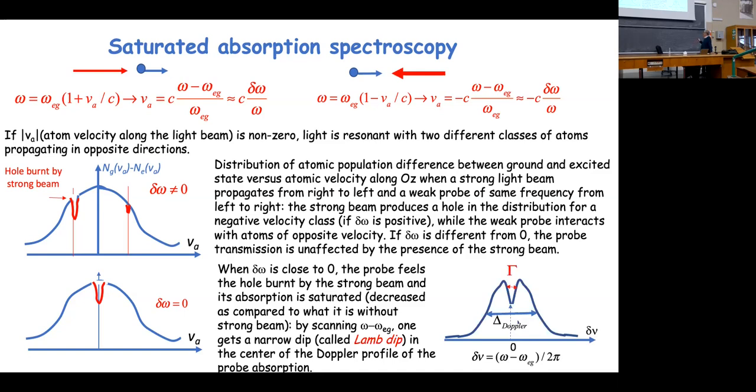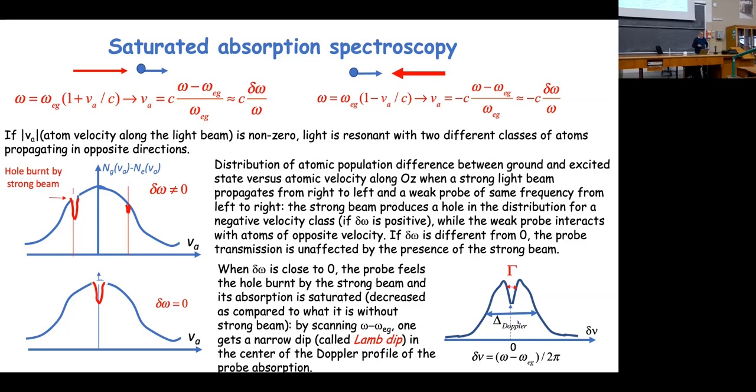It means that if you tune the frequency of the laser, at the center, when delta omega is equal to 0, you get a dip in the absorption profile. And this dip has a width which is the natural width of the excited state, no longer the Doppler width. And usually the natural width is about 3 or 4 orders of magnitude smaller than the Doppler width. So you get a very narrow dip in the center.